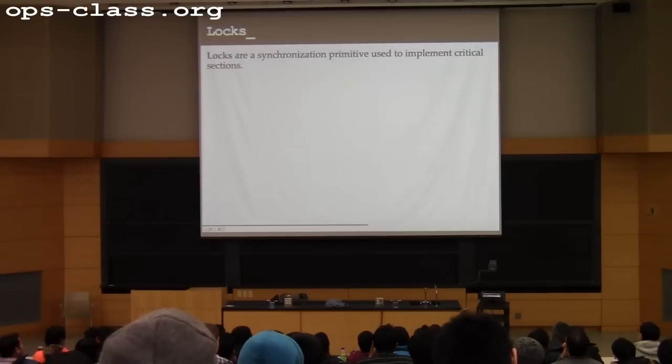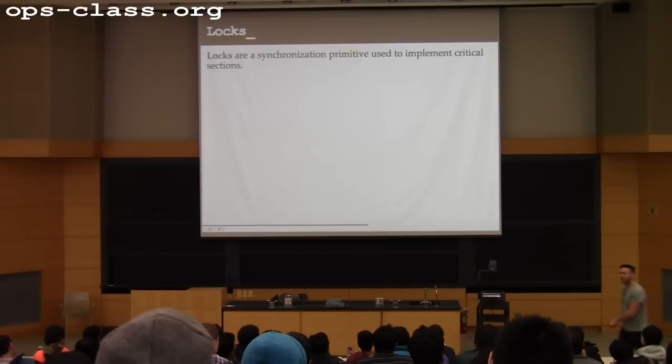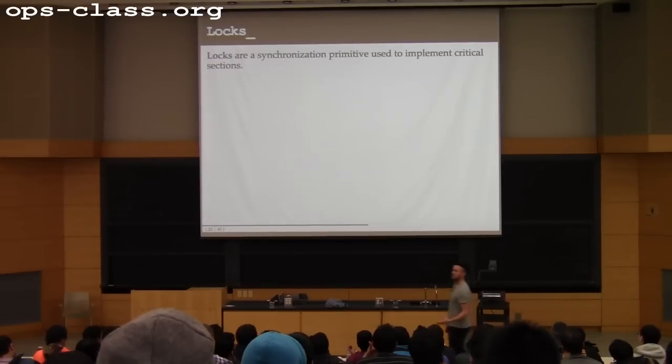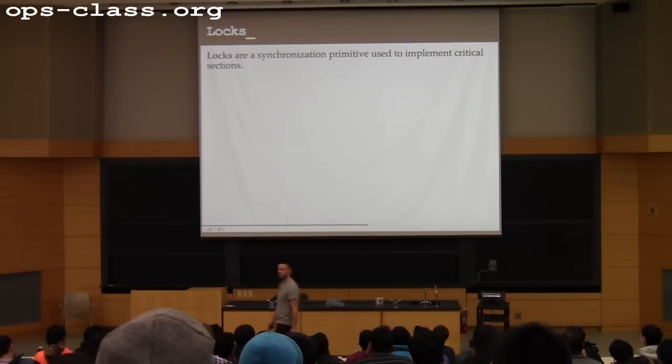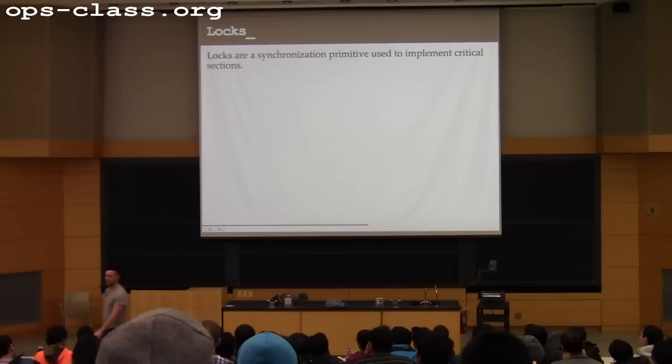All right, so what we've implemented today is a lock, right? A lock is a synchronization primitive that is primarily used to create and protect critical sections of code. There are other uses for locks, but this is the one that we're going to start with, okay?